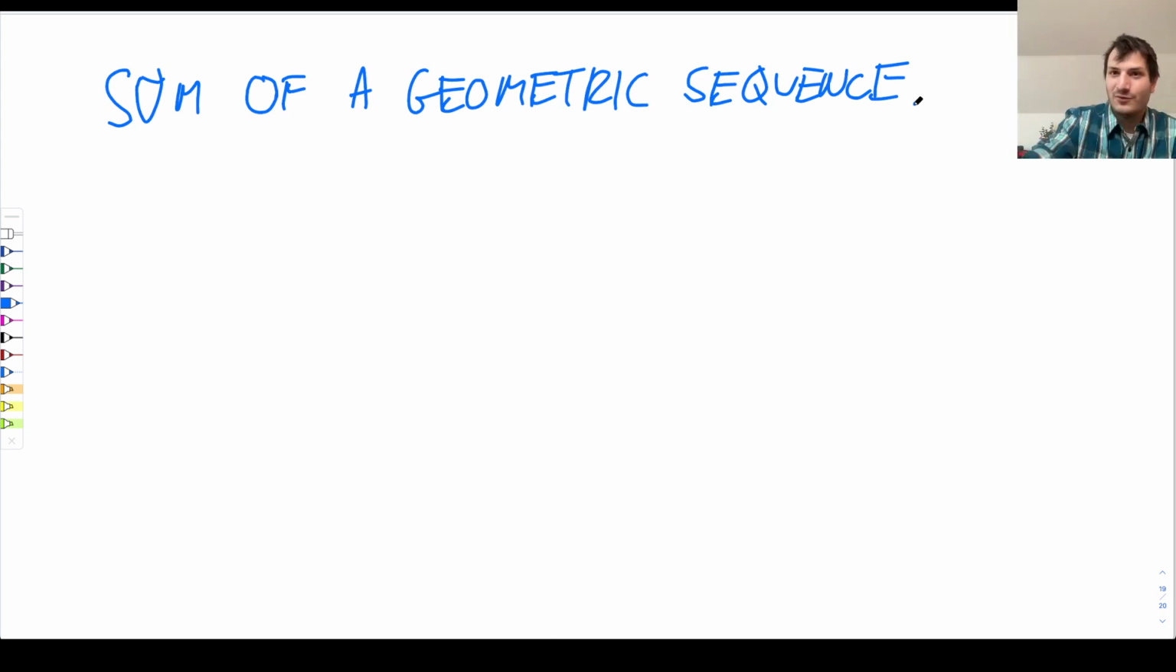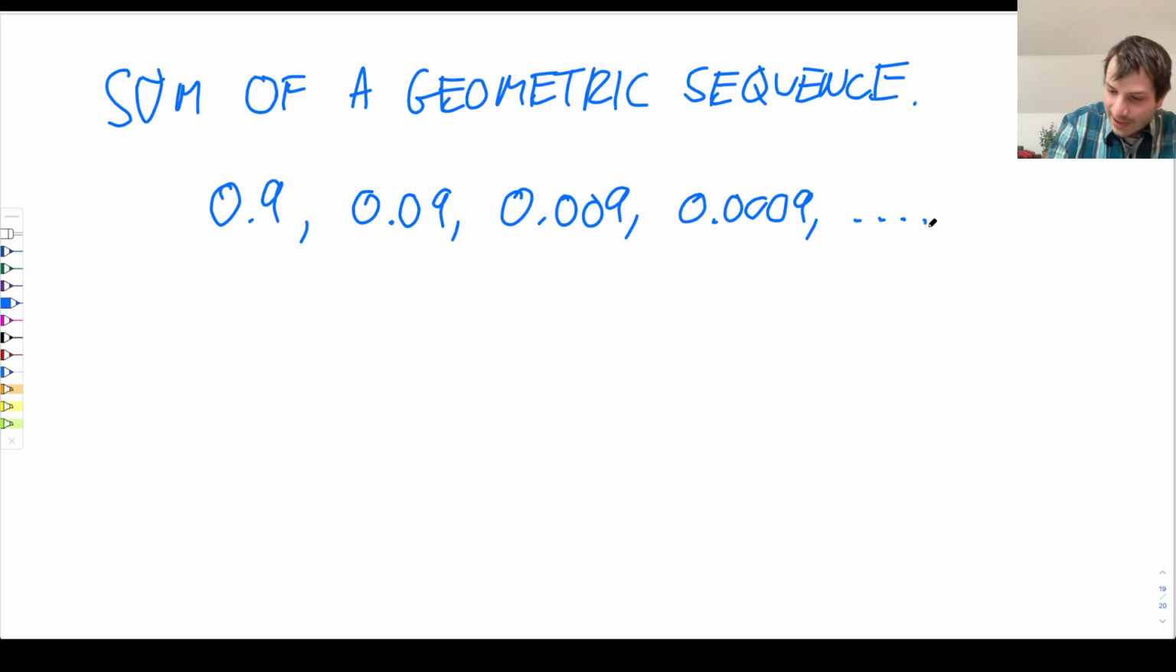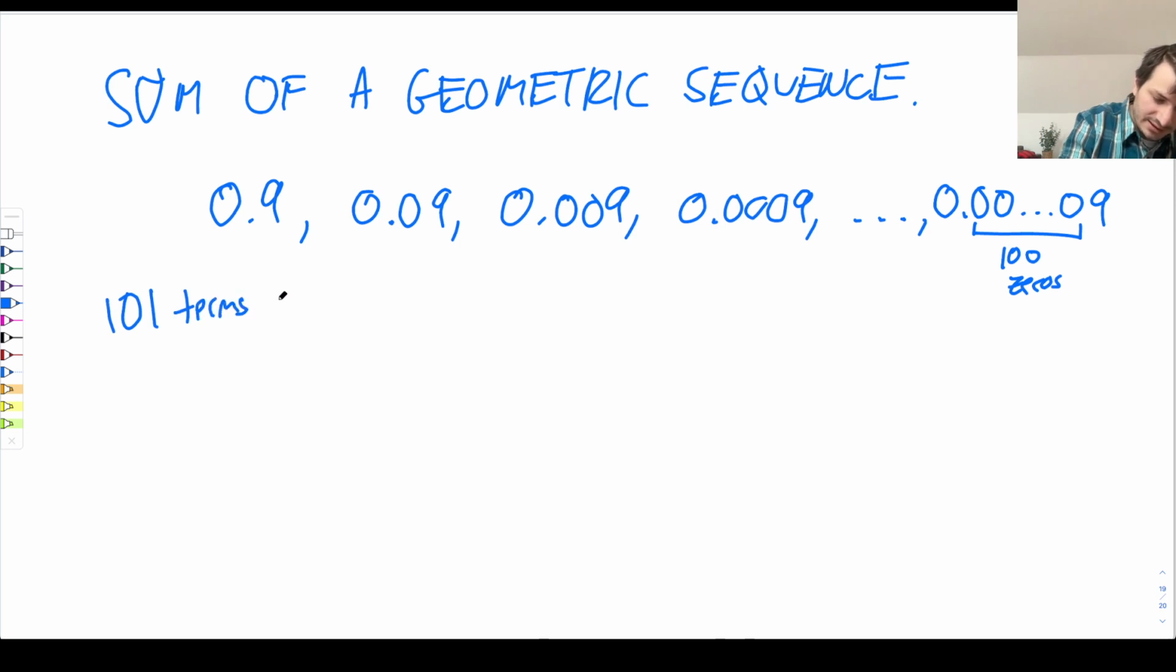I'm going to do an example. I'm going to do my favorite example. The sequence 0.9, 0.09, 0.009, 0.0009, and so on. And for concreteness, let's stop at some number. Let's fix a number of terms. So let's say there's 100 zeros, then a 9. So the first one has no zeros. The last one has 100 zeros. So there's 101 terms in the sequence.